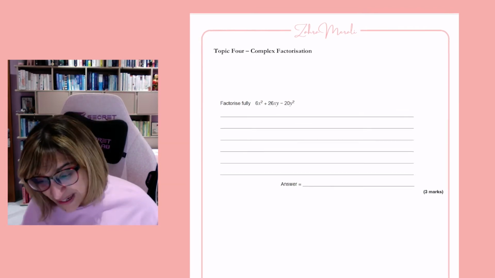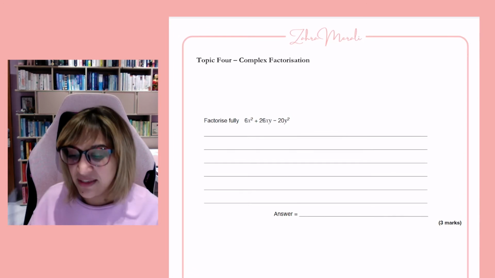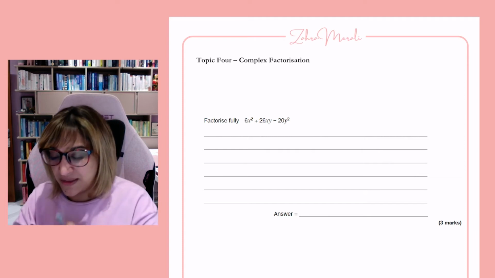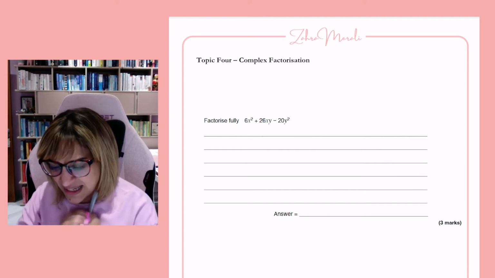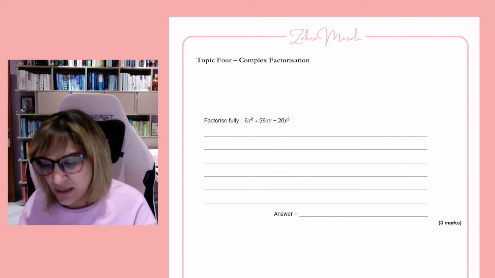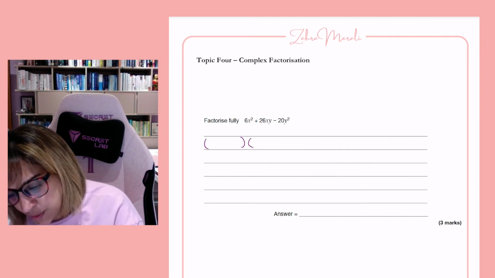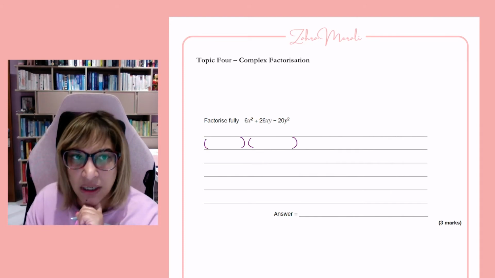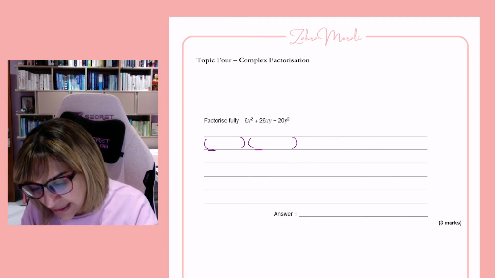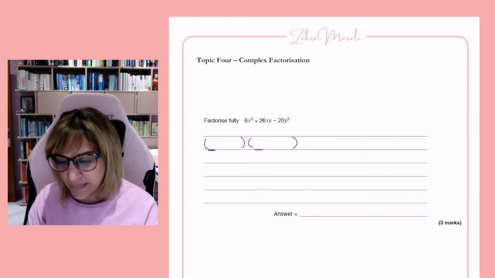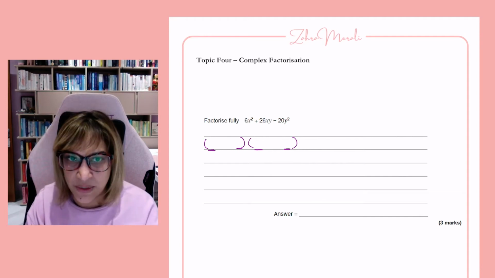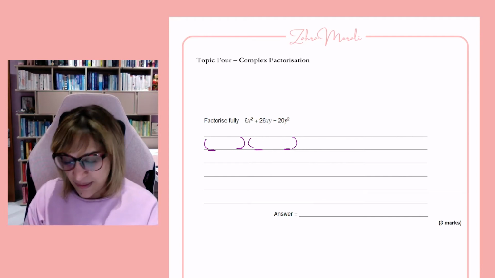Right, some more factorization. And here is where the difference comes between your GCSE and your further maths. We've got something like this and you're like, what do I do? I know we've got squareds, so you see squareds and you think, okay, 2 brackets. I know that the first value times the last value has to give me 6x squared, and the last one times this one gives me minus 20y squared. So we're going to go about and think about how we do that.